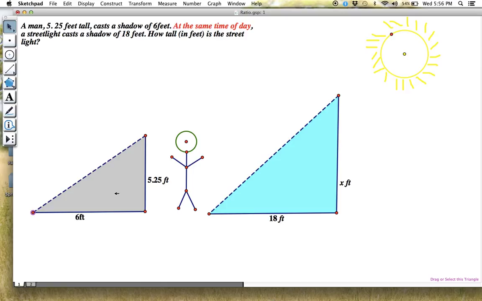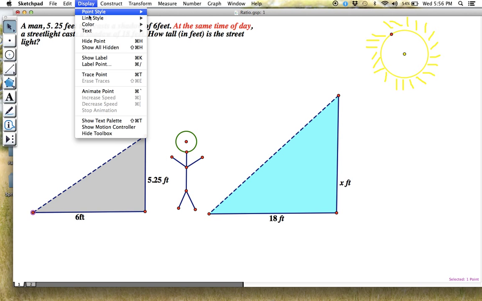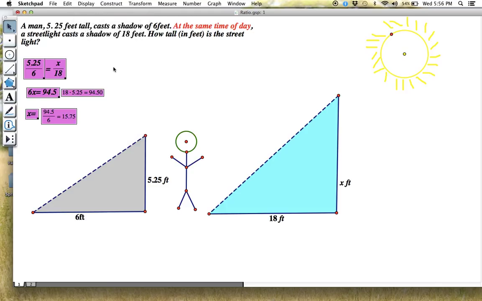So why don't you go ahead and pause the video and see if you can set up the correct proportion so that we can figure out how tall this street light needs to be so that it casts a shadow of 18 feet. So assuming that you've paused the video, I'll go ahead and show the work that I've done, and we can compare this work to yours and see where you're confused, or maybe you're not confused at all.